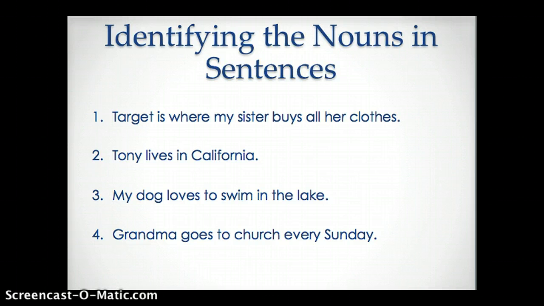Let's go through this last one together. As a class, what do you think the nouns are in this sentence? Grandma goes to church every Sunday. Students will say grandma and church. Great job. Grandma is a person and church is a place.